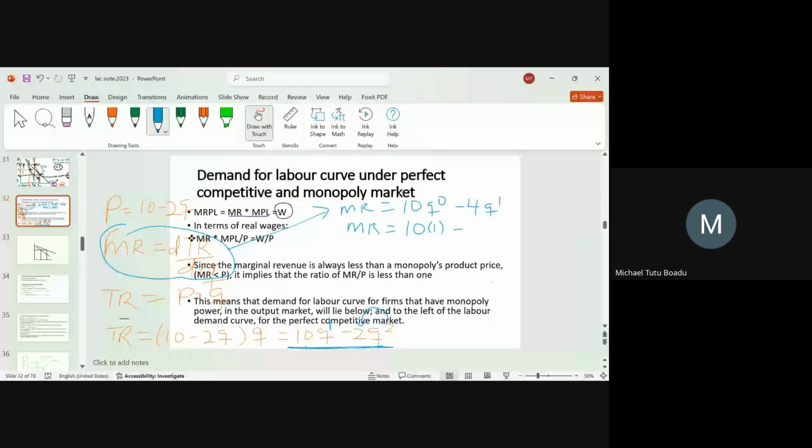And anything raised to the power 1 is the same thing. So if I multiply 1 by 10, I'll get 10, and so I'll get 10 minus 4Q. So this is the marginal revenue. Now compare the marginal revenue to the price. Price is this: P is equal to 10 minus 2Q, and marginal revenue is 10 minus 4Q. So you can see clearly that the marginal revenue falls twice as fast as price. So indeed, P is greater than marginal revenue.